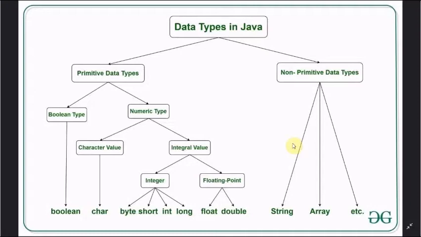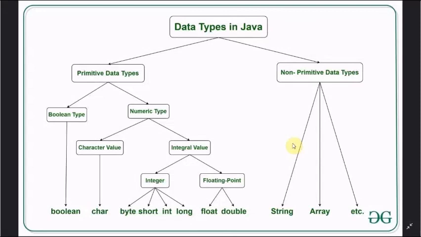Now, non-primitive data types. Primitive data types specify the size and type of variable values and they have no additional methods. Non-primitive data types are called reference types because they refer to objects. So non-primitive data types examples are strings, arrays, etc. String data type is used to store a sequence of characters like a name of a place or name of a person or something. And an array is used to store multiple values in a single variable instead of declaring separate variables for each value.